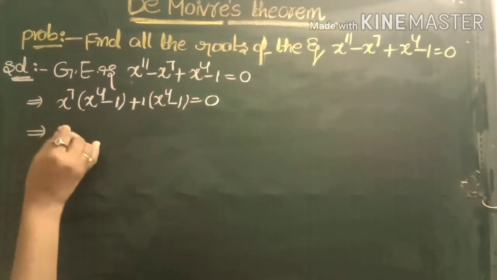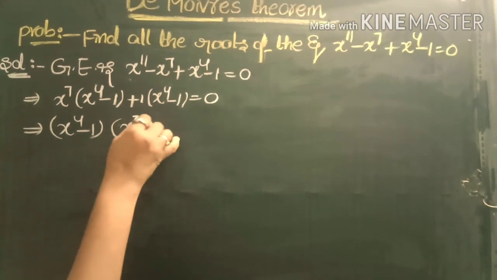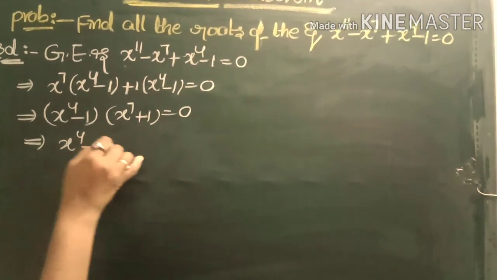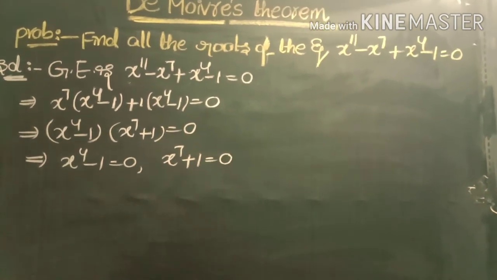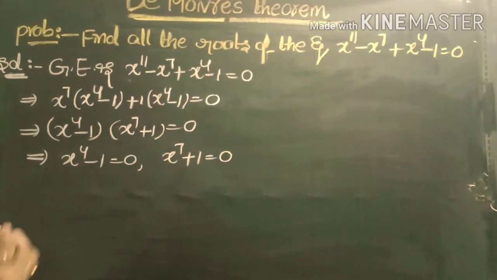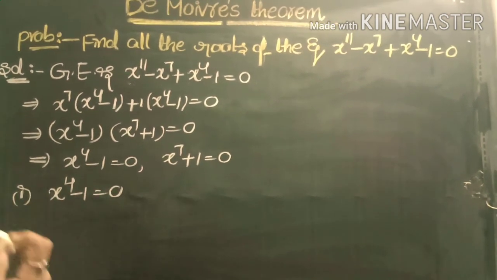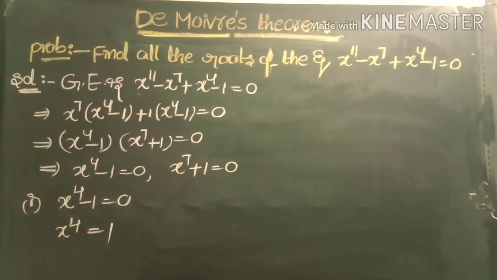That is, again taking x^4 - 1 common, (x^4 - 1)(x^7 + 1) = 0, which implies x^4 - 1 = 0 and the second equation x^7 + 1 = 0. Now we are solving these two equations to get the required roots. First equation is x^4 - 1 = 0. So x^4 - 1 = 0 means x^4 is equal to 1.